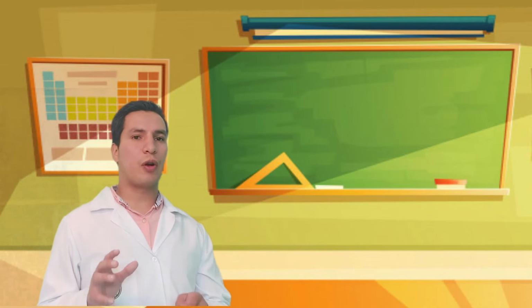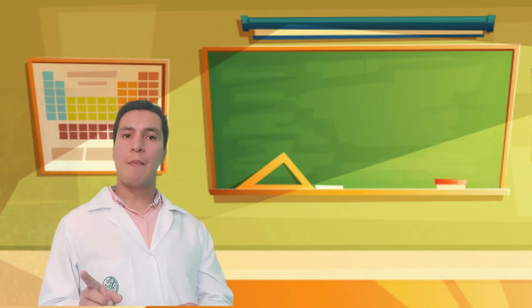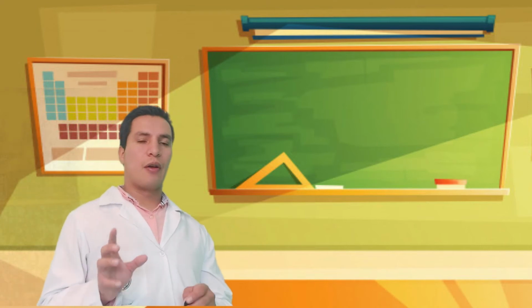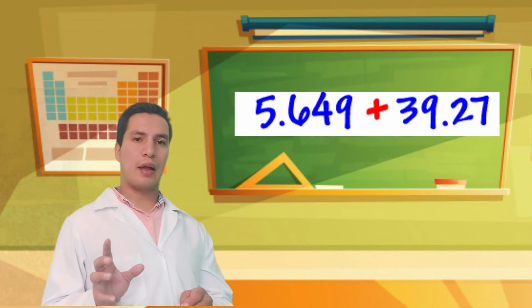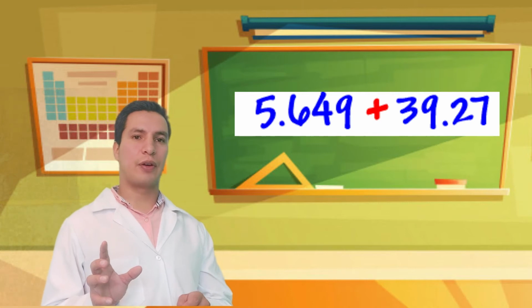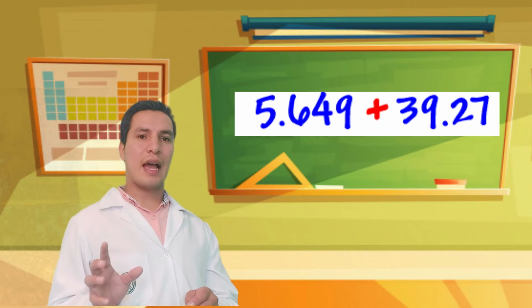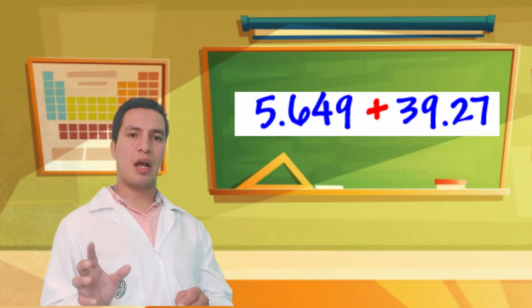Now, try with the following exercise. Again, pause the video and work it out by yourself. So, 5 and 649 thousandths plus 39 and 27 hundredths.